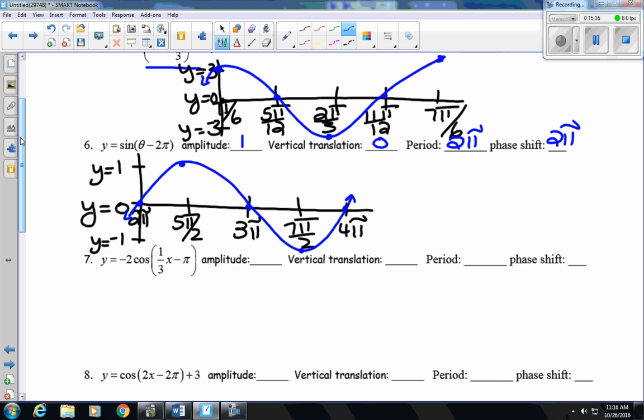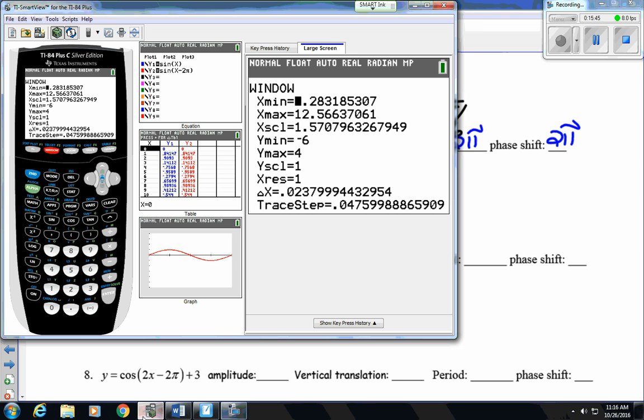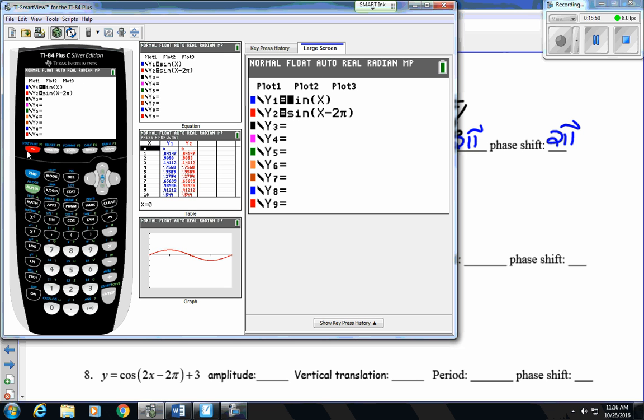So let's just go to the calculator, just so that I can show you what this looks like in the calculator. Like I said, the calculator. Okay, so go to y equals and put in your two functions. And then we need to decide, how do you want to do the window? Do you want to do the window so that it looks just like what we graphed, or do you want to do it from the parent function? It doesn't matter to me. You tell me how you want to do this.